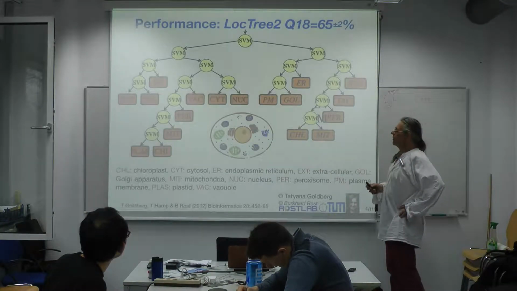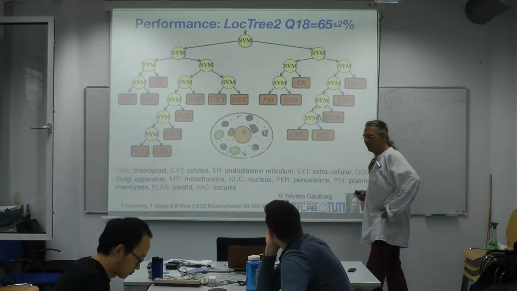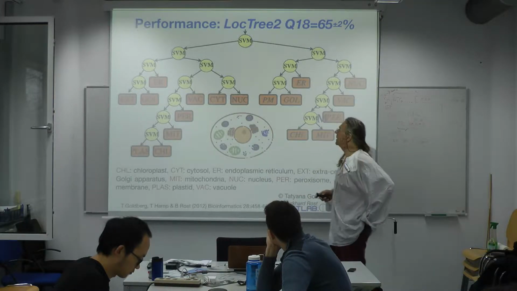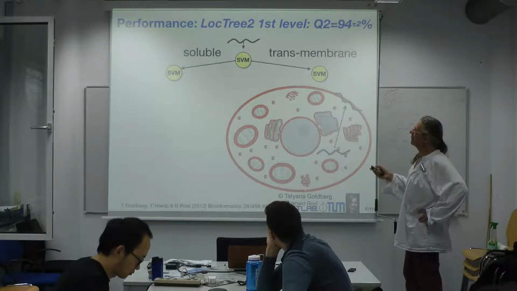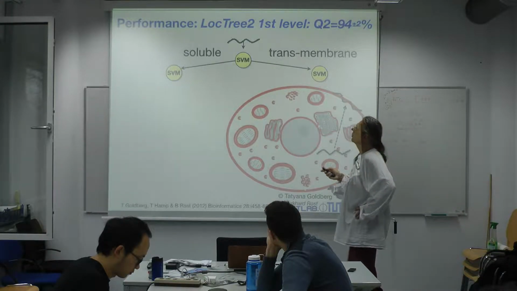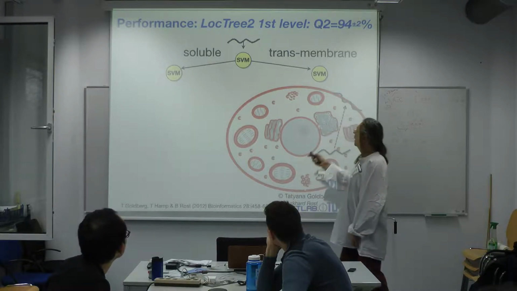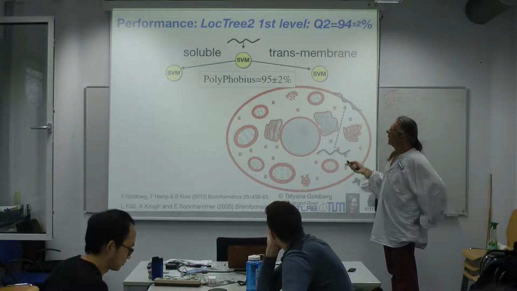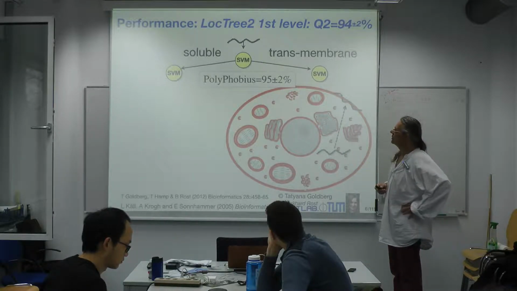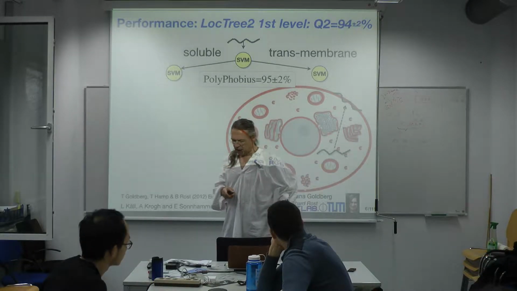Okay, let's get back to the log tree issue, the performance. I talked about this hierarchy. On the highest level of the hierarchy we distinguish between proteins that are so-called water-soluble and transmembrane, so they go through the membrane. That turns out to be the simplest decision, and a method that existed before gets 95% of the classification right. Anybody in the room?